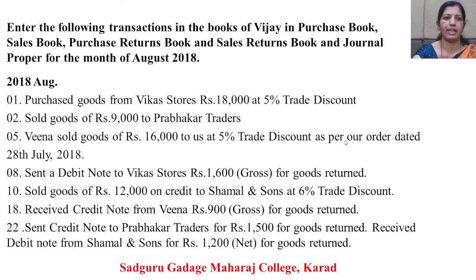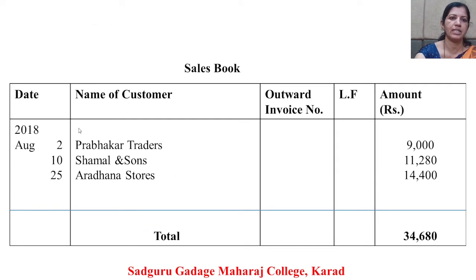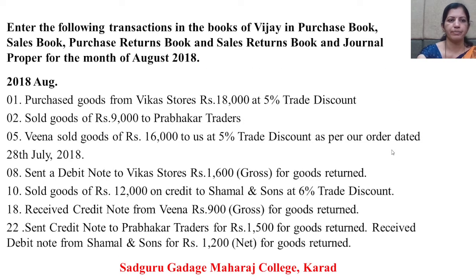Next, see the second. Date second. Sold goods of rupees 9,000 to Prabhakar traders. Sold goods means this transaction is recorded in which book? Sales book. Correct. In the sales book. Date second, Prabhakar traders, amount 9,000. No discount is given in this transaction. Prabhakar traders 9,000.